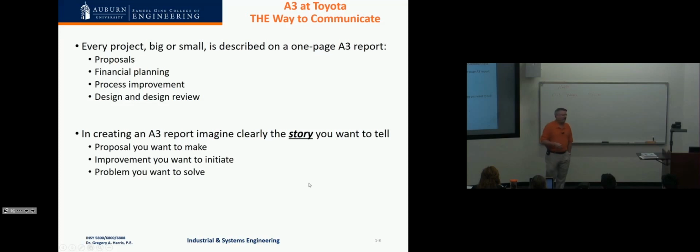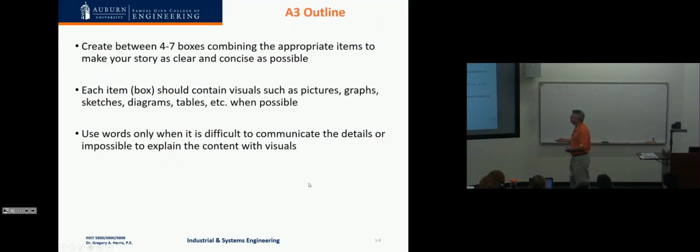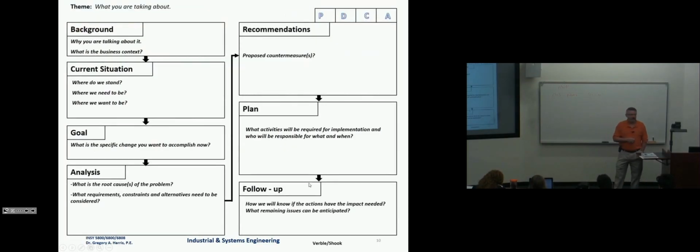Yes? Okay. So being able to tell the story explains what the problem is. Whether you're doing a proposal, trying to make an improvement, or trying to solve a problem, what is the story that goes along with this? Because that gives not only what the issues are, but what the context is, so that you understand why the solution is what we want it to be. It's 4 to 7 boxes based on where you are in the problem-solving process. Each box contains visuals and graphs and sketches. You only use words when you absolutely have no other way to communicate what you're trying to do. So this is an example of an A3 approach.